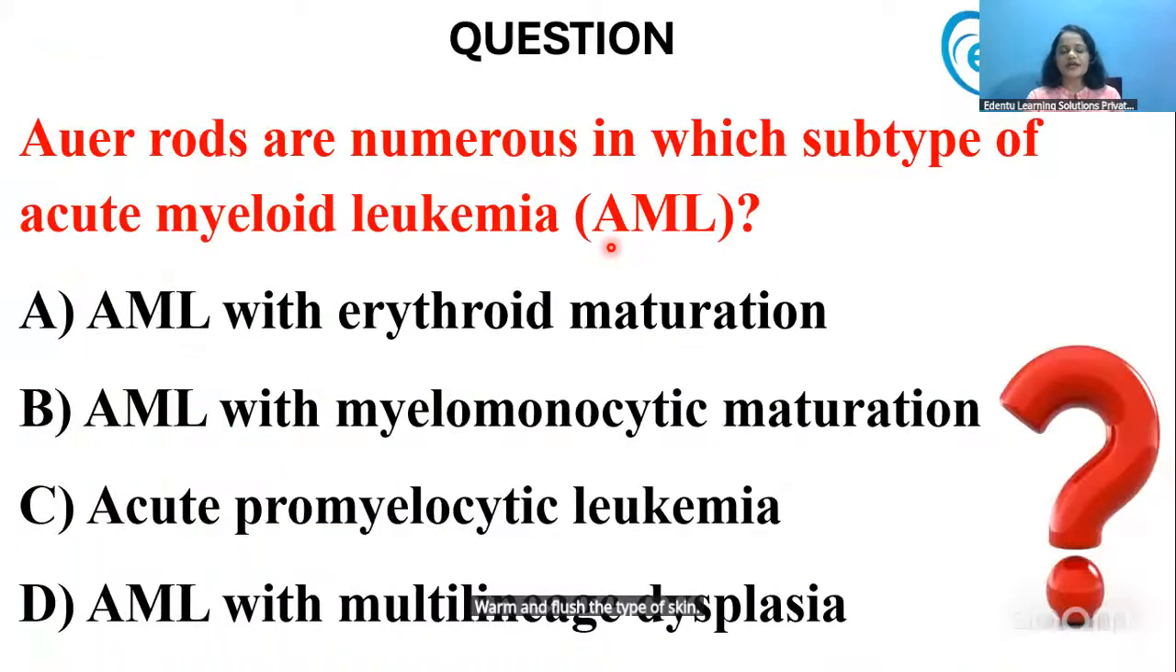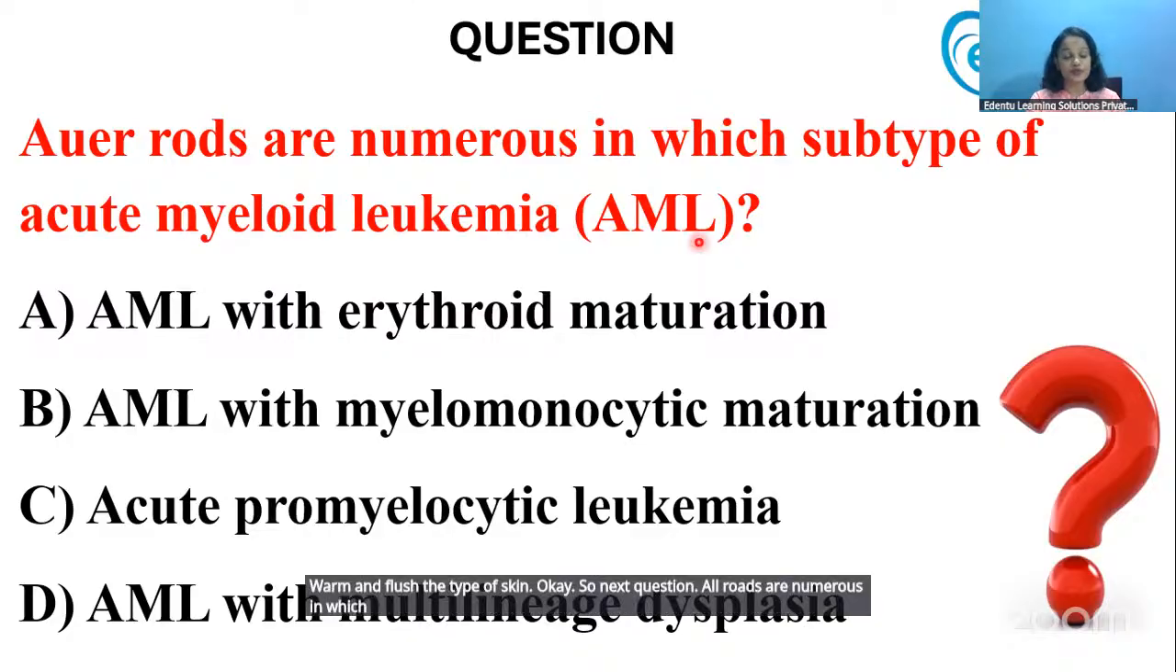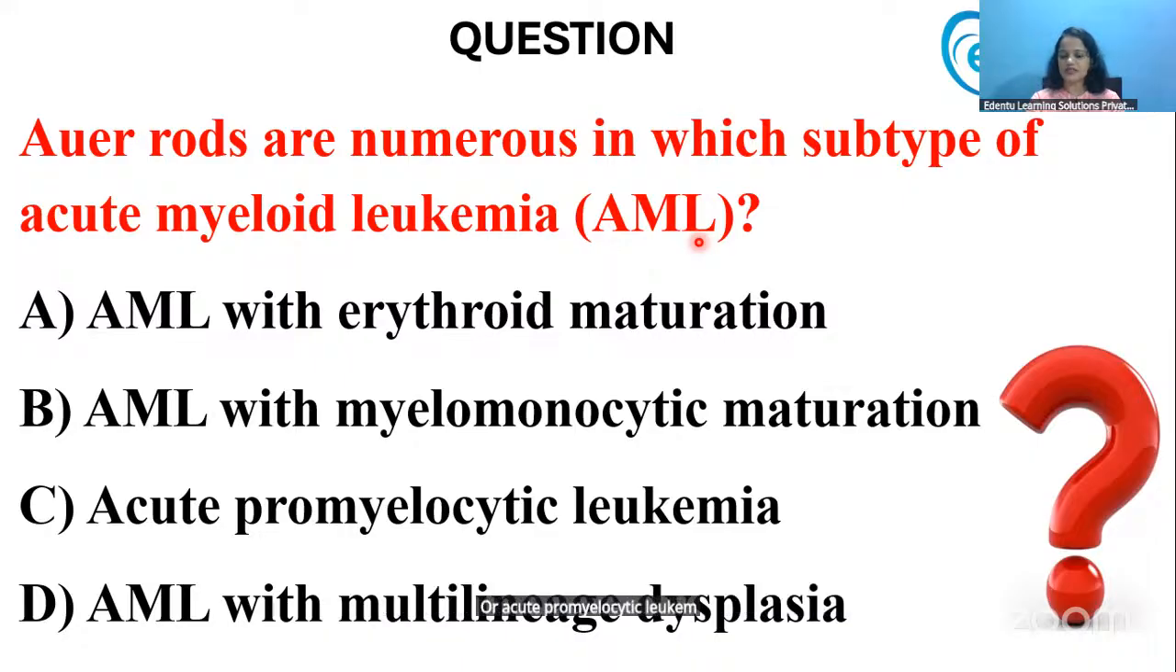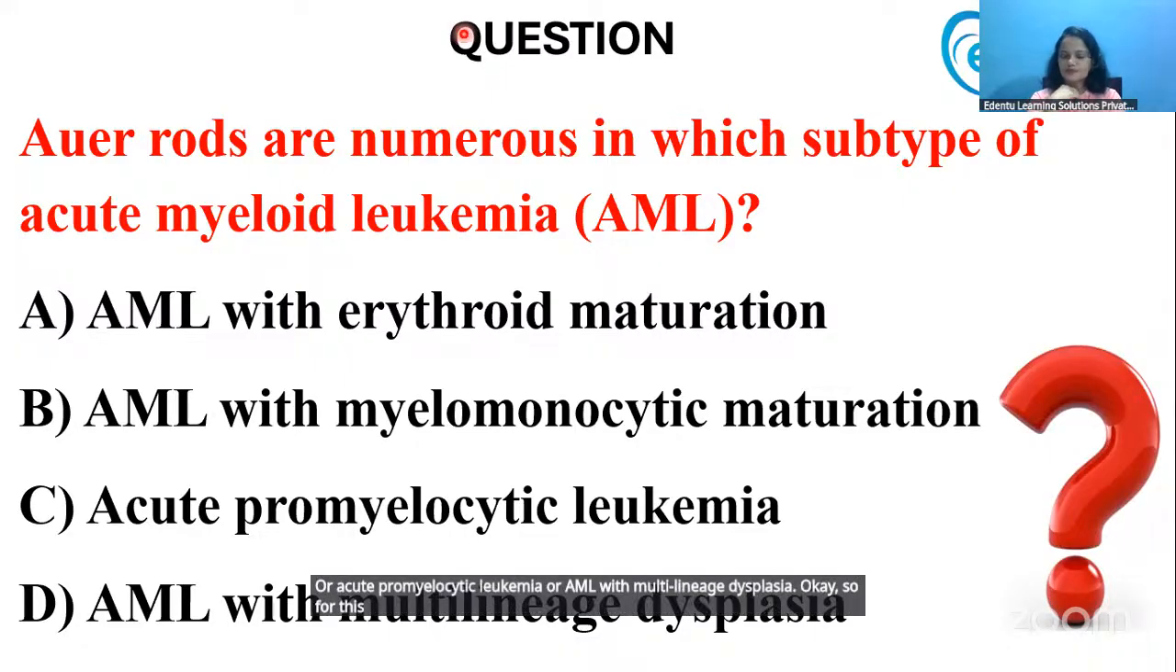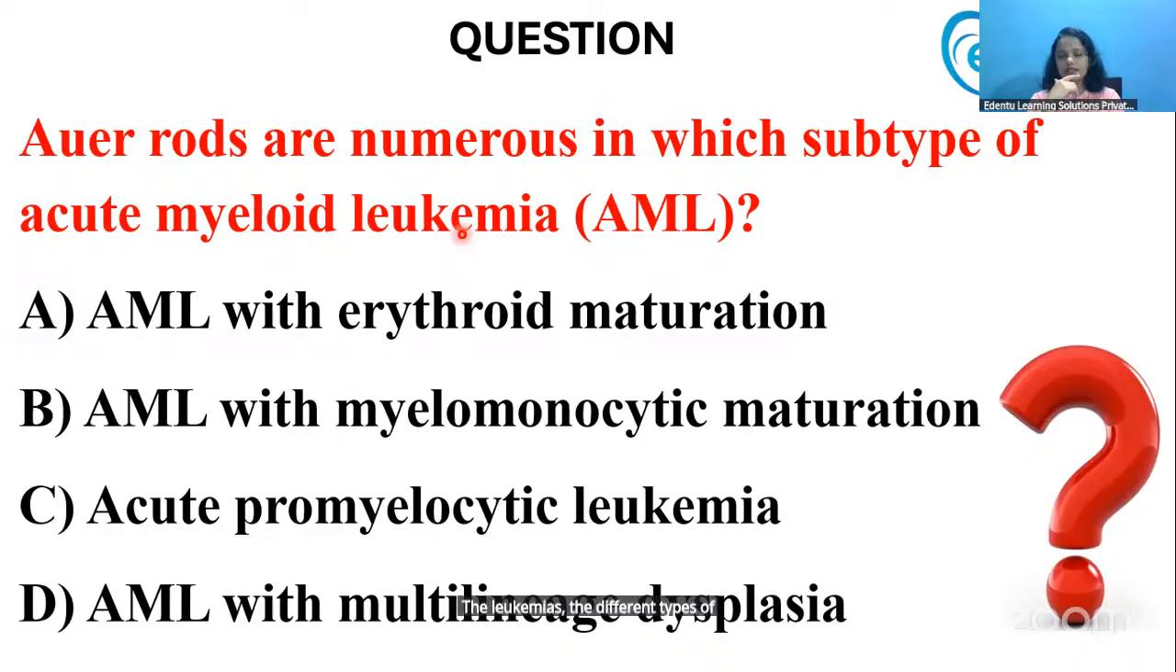So the next question: Orphan Annie eyes nuclei are numerous in which subtype of acute myeloid leukemia? Is it AML with erythroid maturation, AML with myelomonocytic maturation, acute promyelocytic leukemia, or AML with multilineage dysplasia? For this, we have to know about the WBC neoplasms, the different types of leukemias, and the classification of AML also.